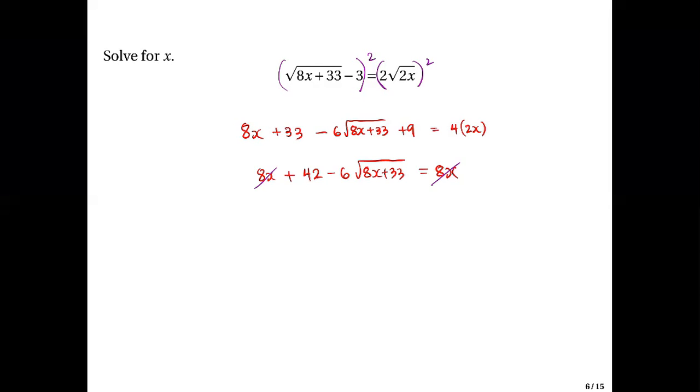So we will end up with, and then we put this on the other side of the equation, or maybe this guy here on the other side of the equation. In any case, you will end up with negative 6 square root of 8x plus 33 equal to negative 42.